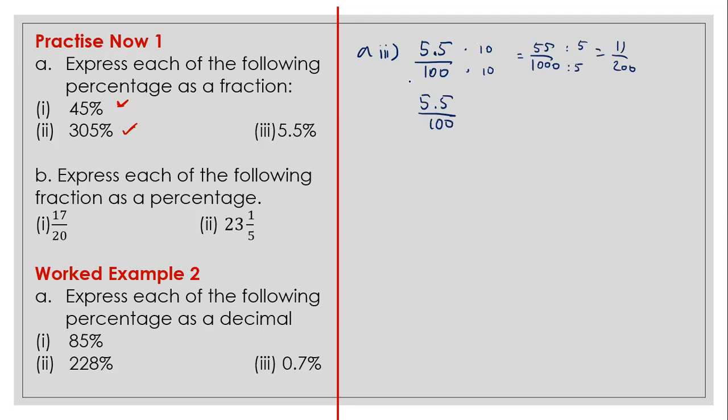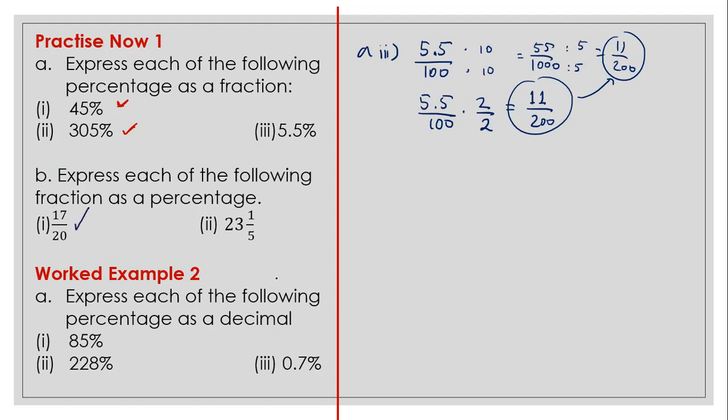5.5 over 100. This is plan B. I can just multiply this by 2 over 2. 5.5 times 2 is 11, over 200. This is the shortest way ever, right? Because my objective is to annihilate the decimals.